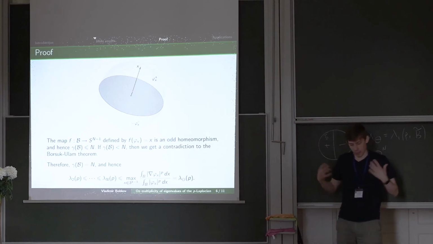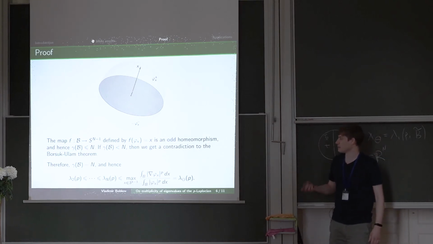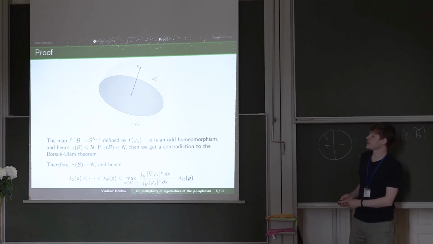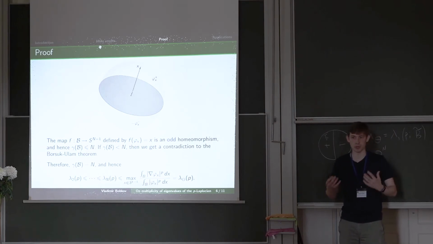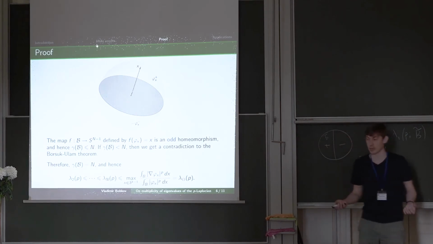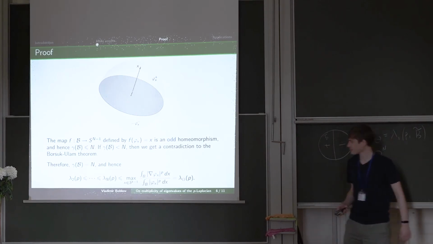And now, okay, believe me at the moment that the Borsuk-Ulam theorem easily shows us that the index cannot be lower than n. So it is exactly n. And therefore, just by definition, we can bound this lambda n from above by the maximum of the Rayleigh quotient over the set B, which is exactly lambda 2 minus, because the p-Laplacian is also an isotropic operator. So rotations don't affect the value of the Rayleigh quotient.